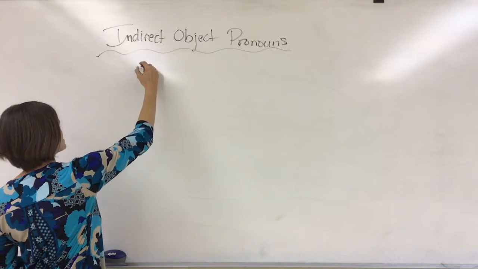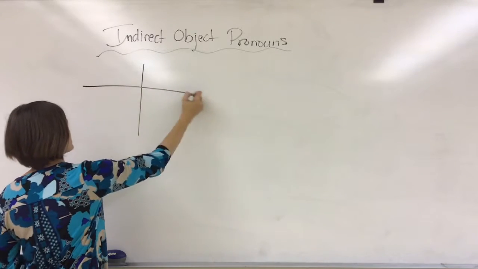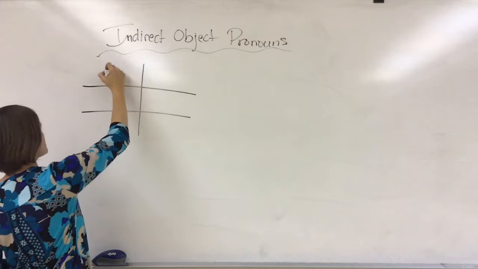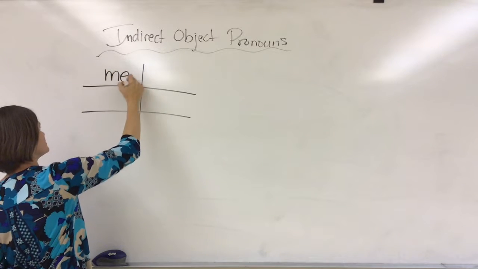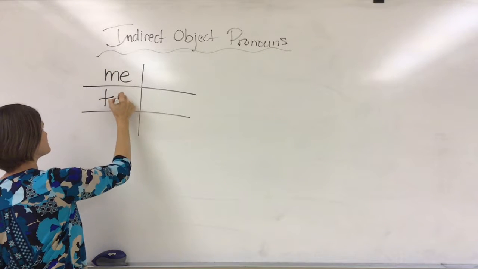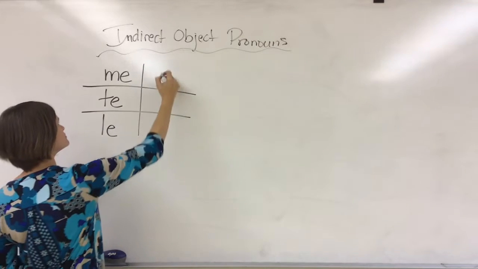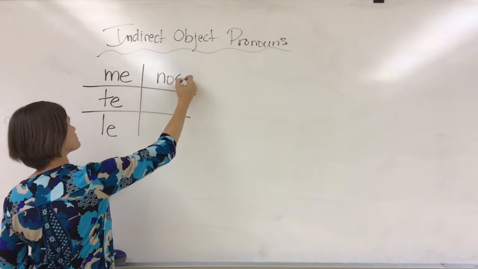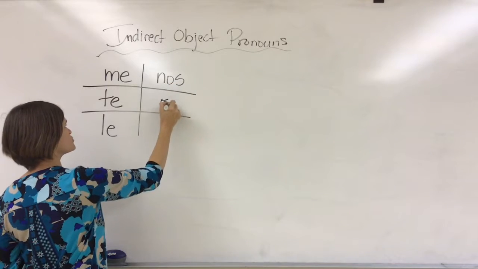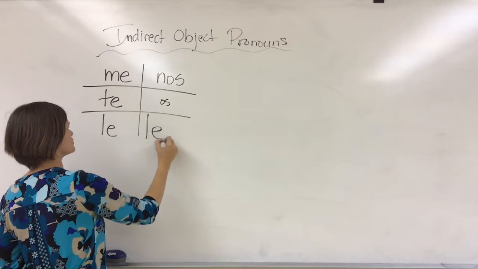So those indirect object pronouns, as we just said, were me, te, le, nos, os, and les.